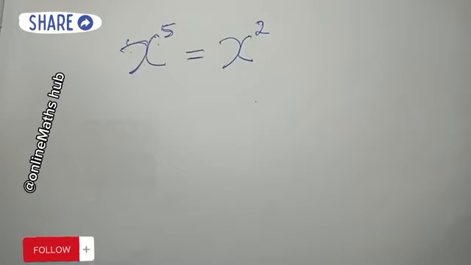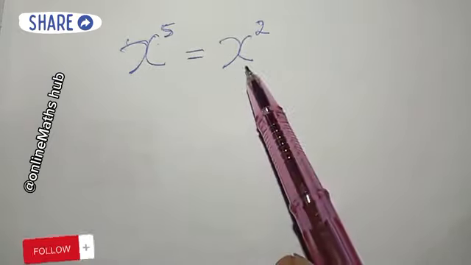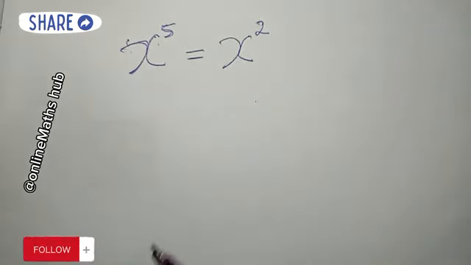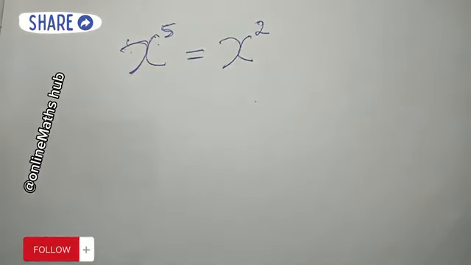We have this problem right here to solve. This is x power 5 is equal to x power 2. And so we want to find out the value of x to satisfy this equation over here. Okay, so of course we're going to be solving this.